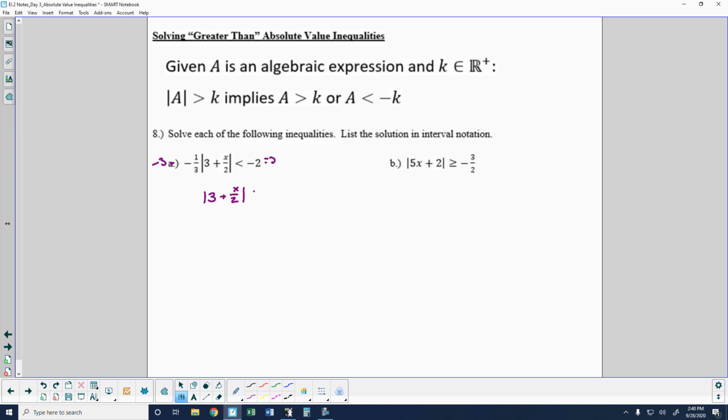So when I multiply by negative 3, I have to change my sign. So this would be greater than 6. So don't forget those rules. If I multiply by a negative with inequalities, I have to change my sign. Now I'm getting ready to get rid of the inequality here.